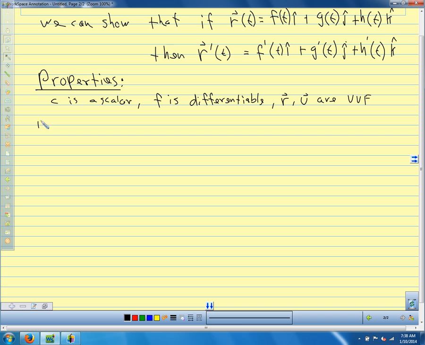So our first property, the derivative of a scalar times a vector valued function, is just c times r prime of t. So that one's not too surprising. The derivative of a sum is the sum of the derivatives. And we have three product rules.